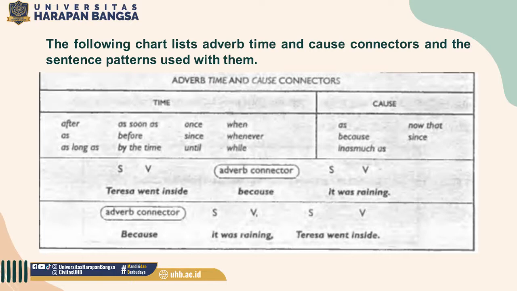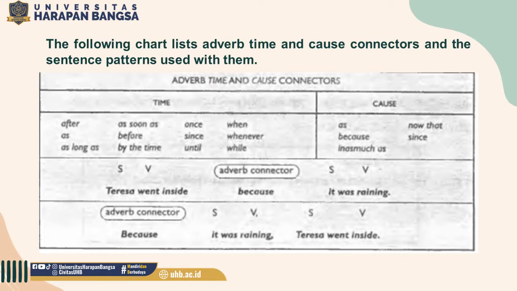So how do we use the time and cause connectors? Look at the sample. Teresa went inside because it was raining. Teresa is the subject, went is the verb, because is the adverb connector, and it is the subject, was raining is the verb.